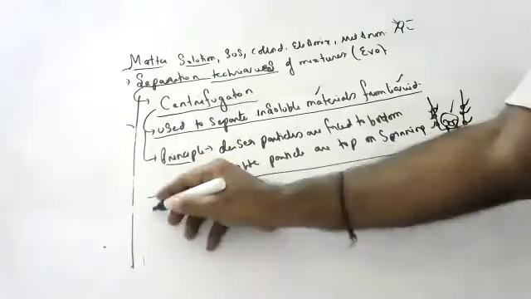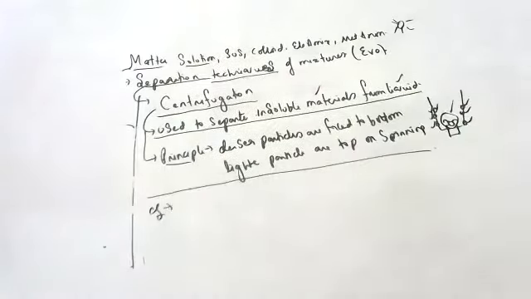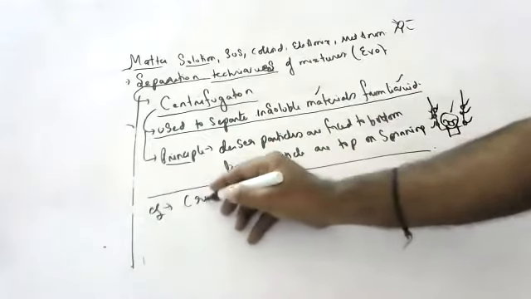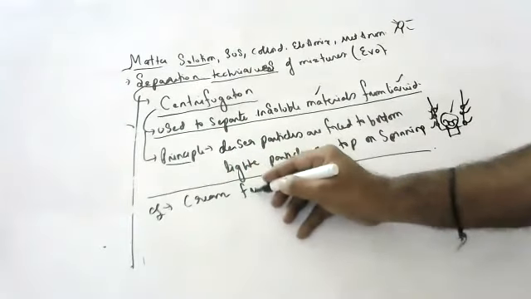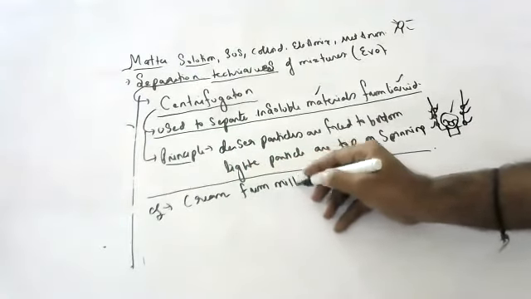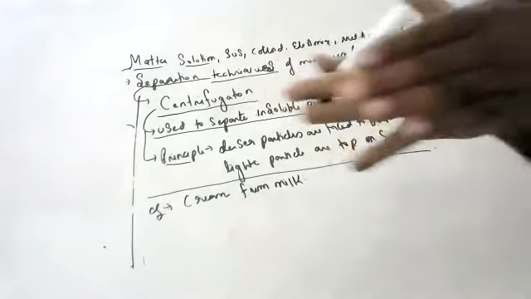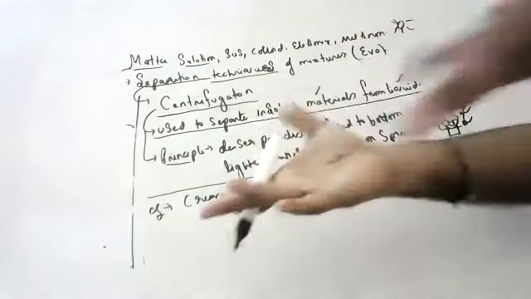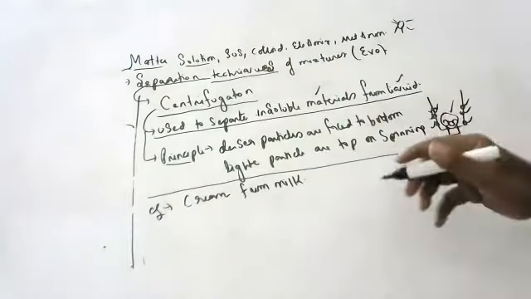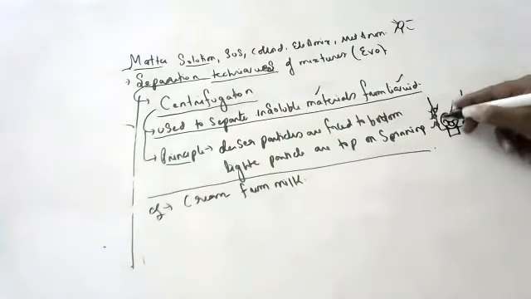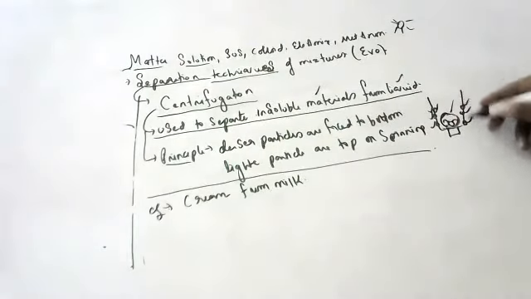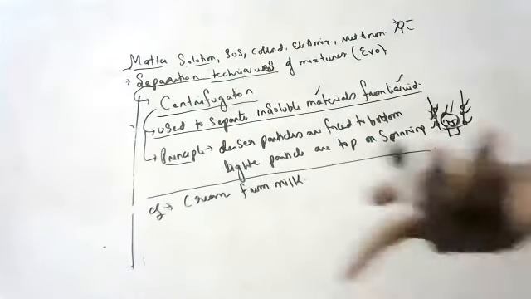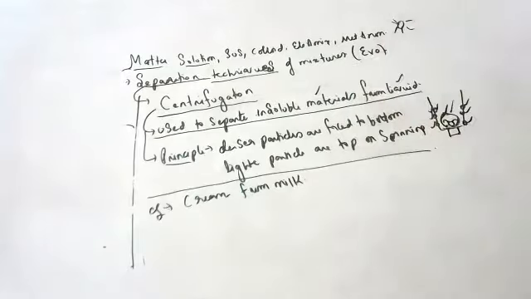Okay, children, some examples of where we use centrifugation. To separate cream from milk. I told you, children, even in olden days they used to churn. Churning is also centrifugation. On churning, the heavier particles will go to the corners and we can scrape them, and in the middle, milk will be there as it is. You can separate cream from the milk.